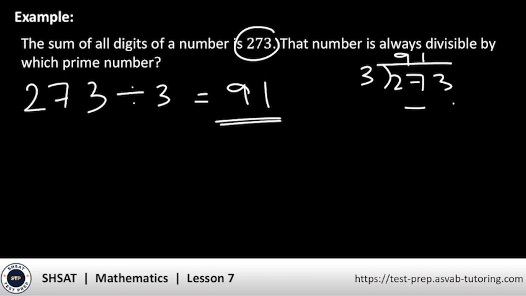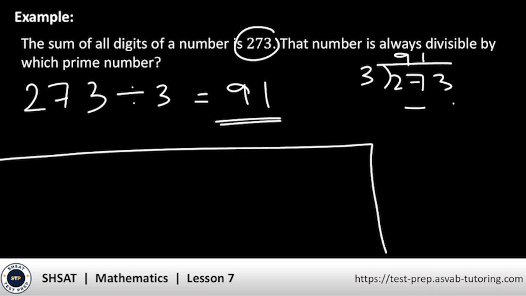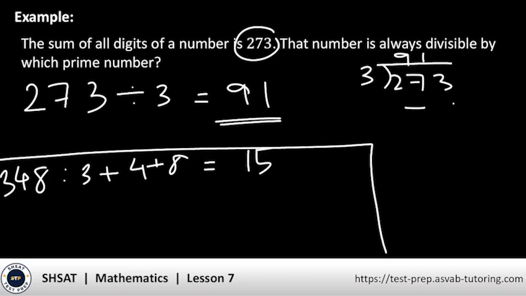Let's look at another example, because you might be thinking that, okay, it's divisible by 3 in this case, but does this apply every time? So let's look at another number. Let's look at 348. So the question said the sum of all digits of a number first. So the digits here are 3, 4, and 8. If we add the 3 digits up, what do we get? We have 3 and 4 as 7, 7 and 8 as 15.